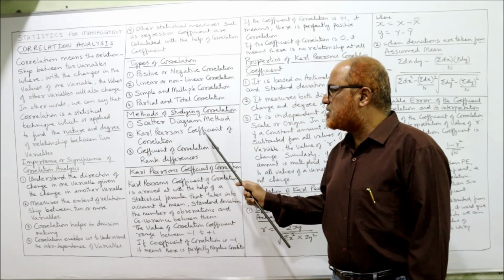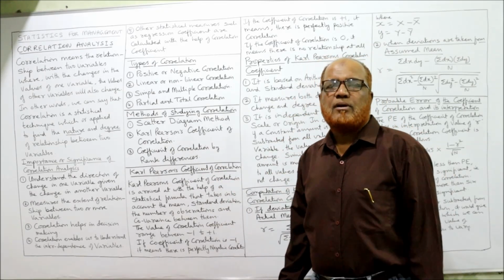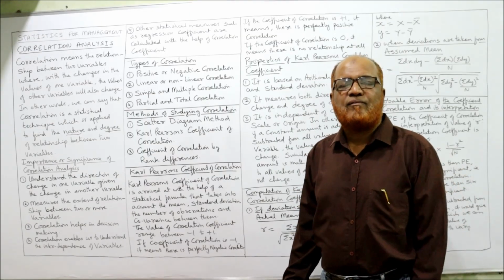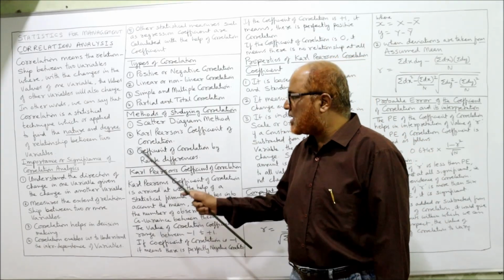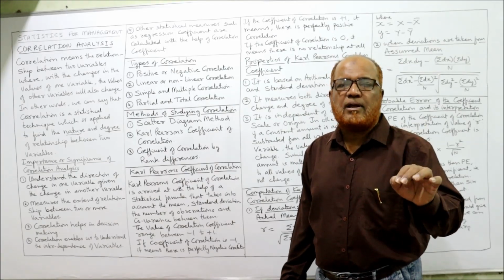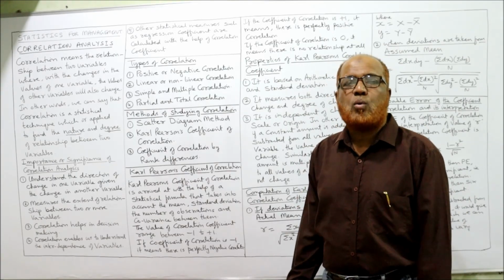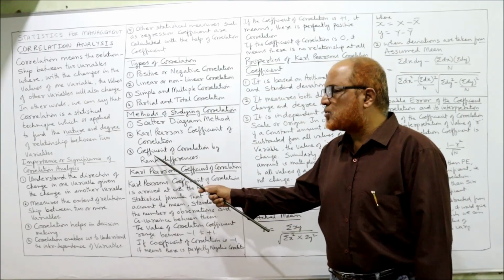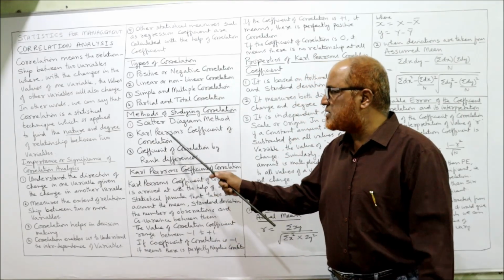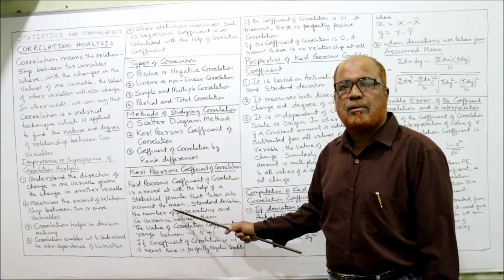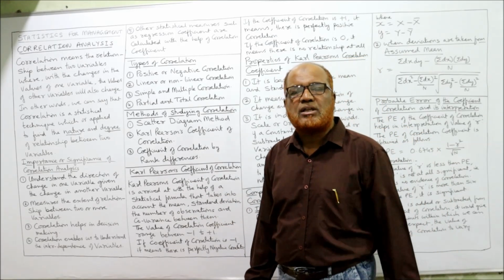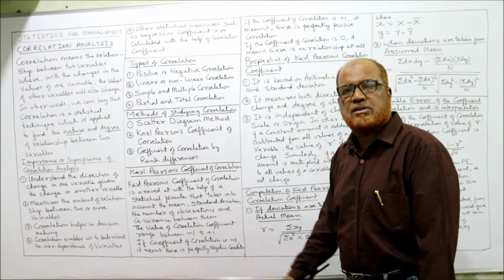Next is Pearson's coefficient of correlation. The most commonly used method to calculate the coefficient of correlation is Pearson. This is a statistical method which is very widely, popularly used to find the coefficient of correlation. And the third one is coefficient of correlation by rank differences. I'll explain rank difference after completing Karl Pearson. First we'll discuss Karl Pearson's coefficient of correlation. In the next video I'm going to start the problems. Most of the problems are on Karl Pearson only.